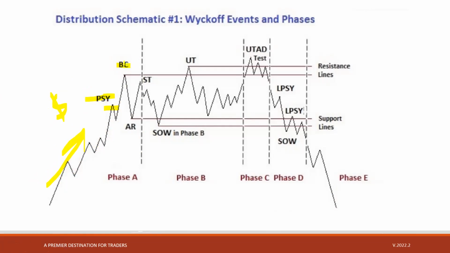BC stands for buying climax. This is basically the climax of buyers. And then we have an instant rejection, an automatic one, which is why we call it an automatic rally. So we have the PSY, the BC, the automatic rally, and then we have a secondary test. So price pushes up. Remember, like I said, this could be equal or slightly higher, but then we have the secondary test.